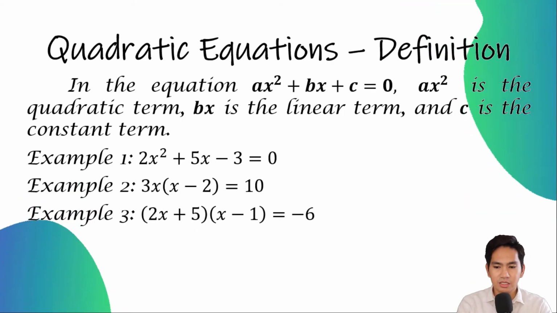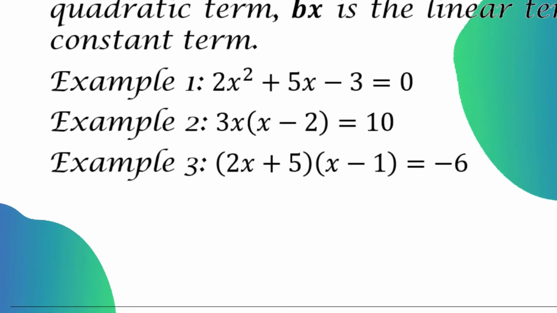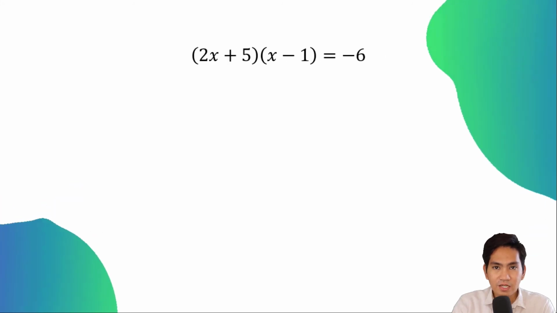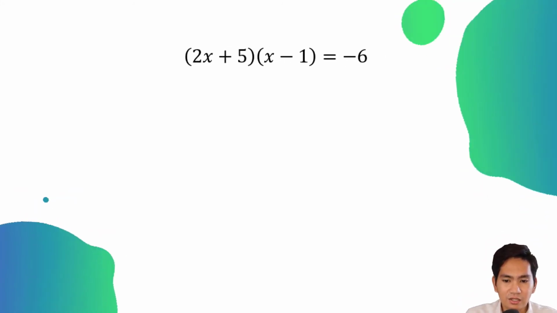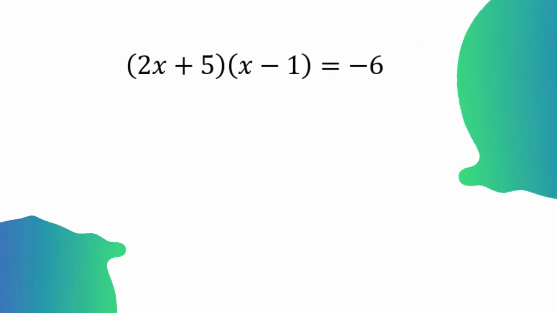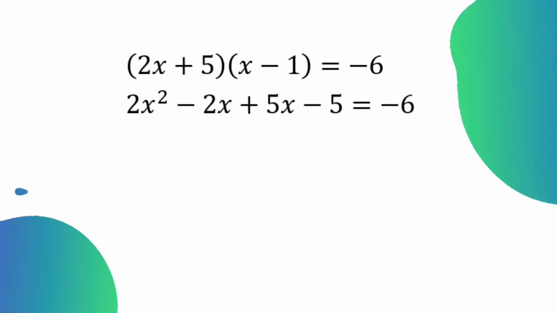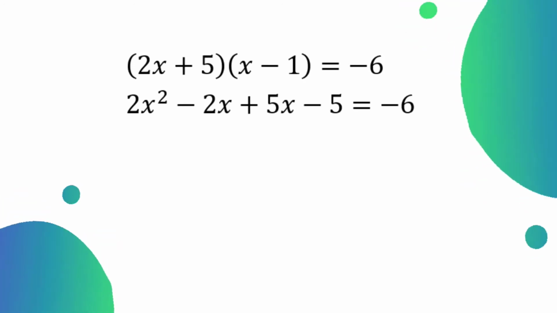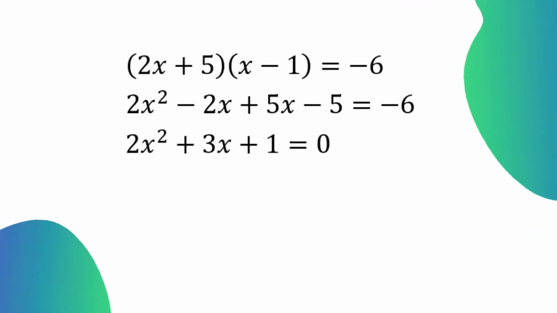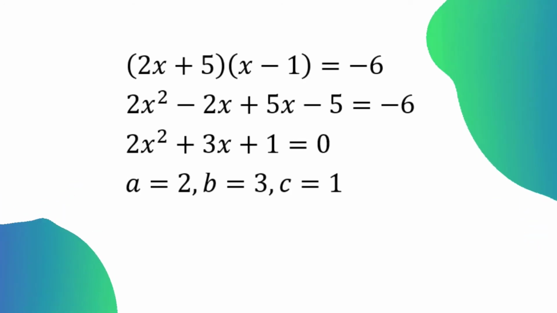And example number 3: the quantity of 2x plus 5 times the quantity of x minus 1 is equal to negative 6. This is another example that is not yet written in the standard form, or we can also identify this one as a quadratic equation if we simplify this. So performing the FOIL method, we have 2x squared minus 2x plus 5x minus 5 is equal to negative 6. Simplifying further, we have 2x squared plus 3x plus 1 is equal to 0. And then identifying its a, b, and c are 2, 3, and 1 respectively.